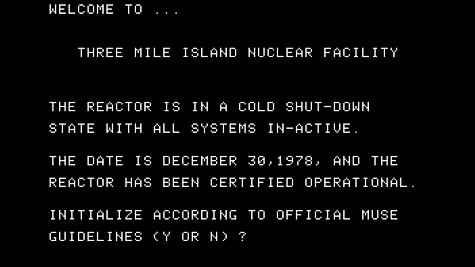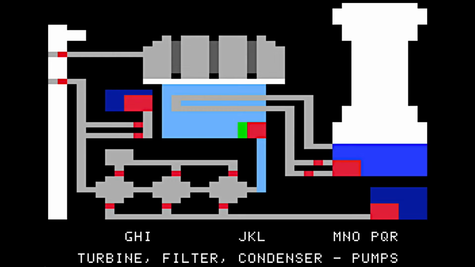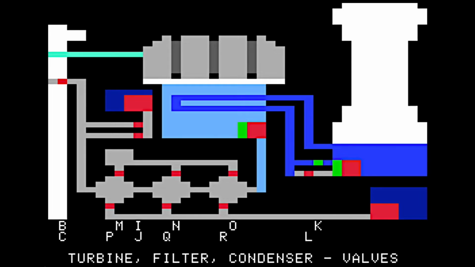And before I continue, let me get this going. Initialize, yep, according to the official status. And now it will start showing you the various parts of the reactor. First, it is showing you the turbine, the filter and condenser. At the top in gray, you can see the condenser, which is being cooled by the water from the cooling tower on the right. And then there are filters at the bottom, which basically take the water, clean it up, and then send it back to the nuclear reactor.